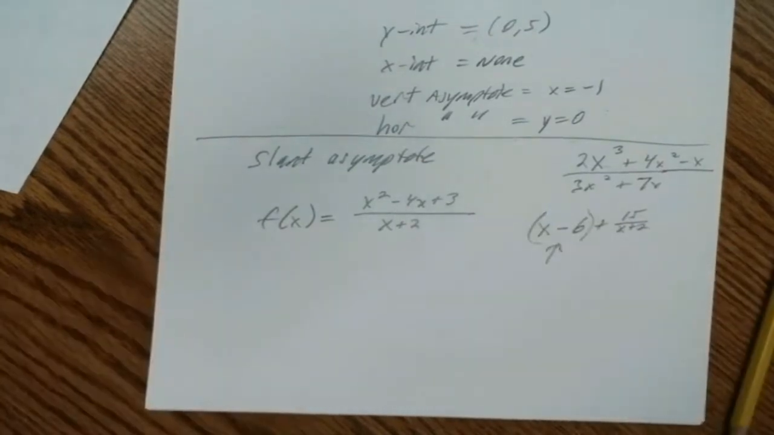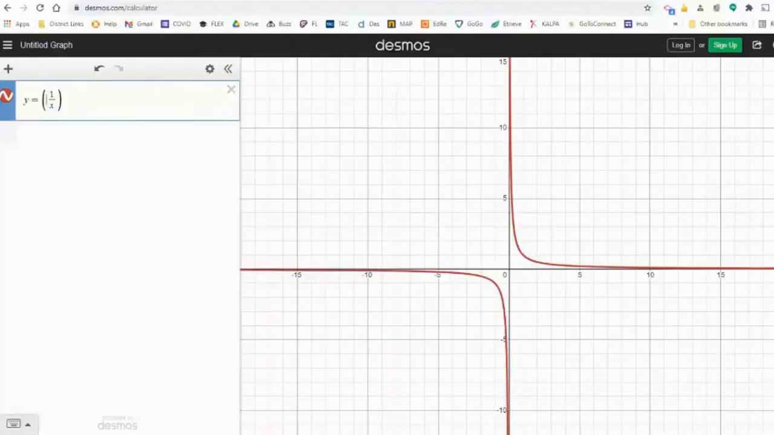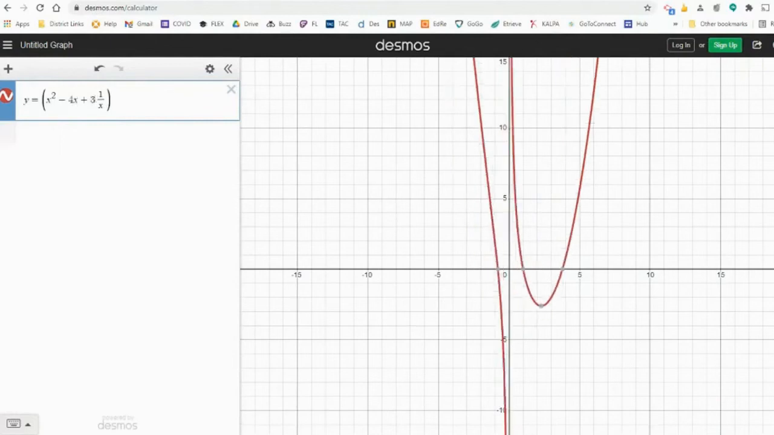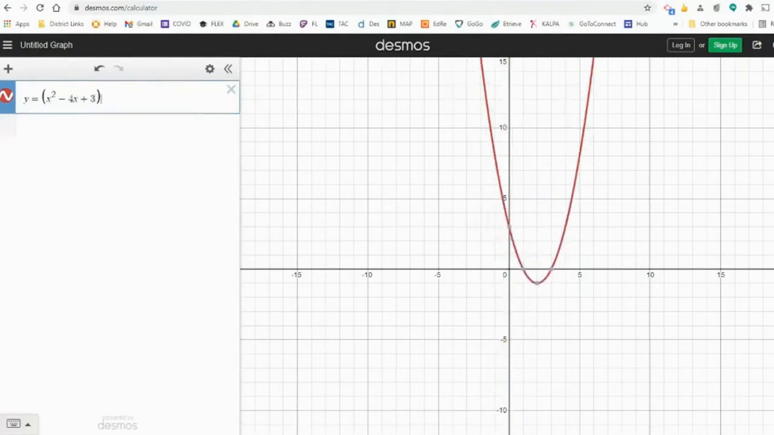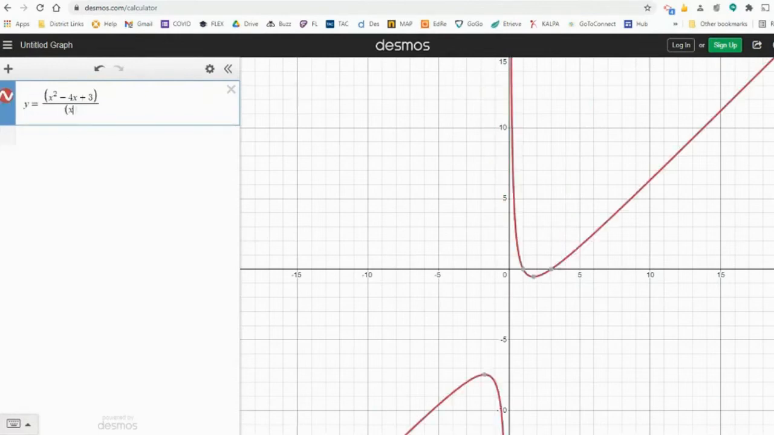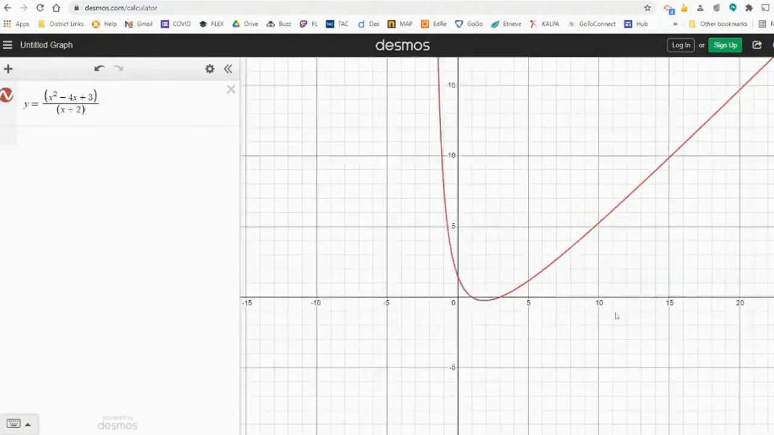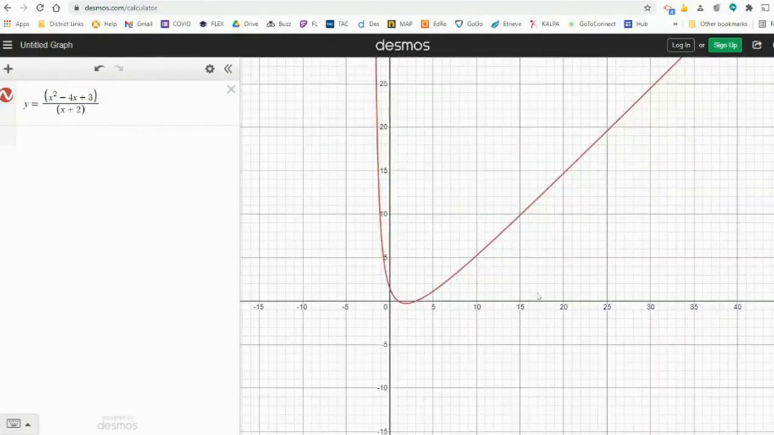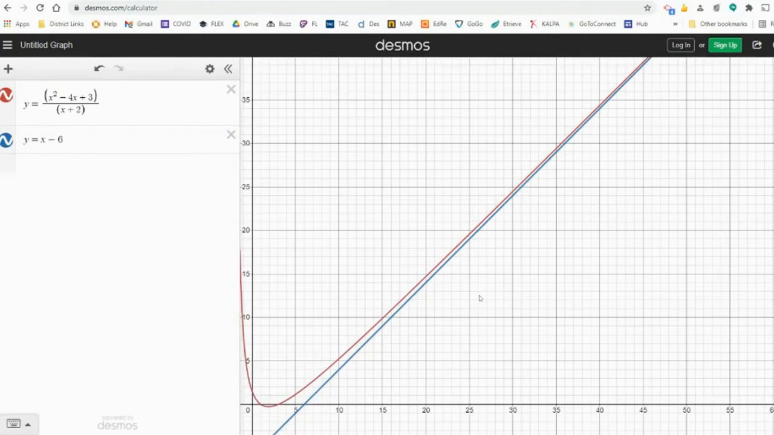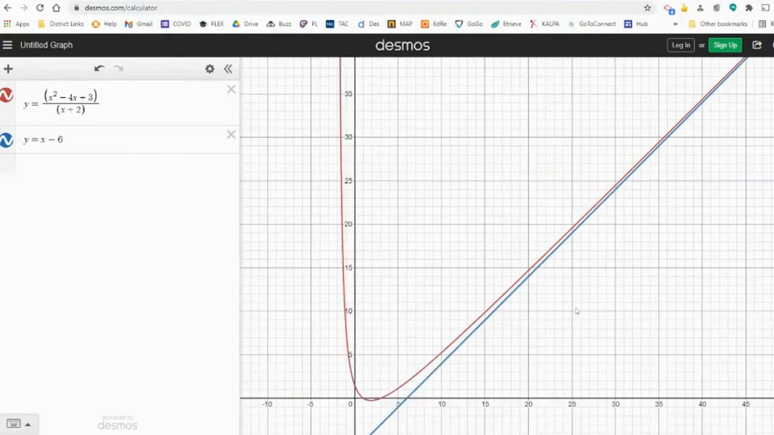Let's look at that on the graph to see what it's talking about. Okay, we had x squared minus 4x plus 3, and all of that, so I put it all in parentheses, so it'll all be the numerator, is divided by x plus 2. Look at that graph. There's a slant asymptote. And we said y equals x minus 6. There, we see that as it gets closer to infinity, it gets closer and closer to that line, but it never hits that line, right?